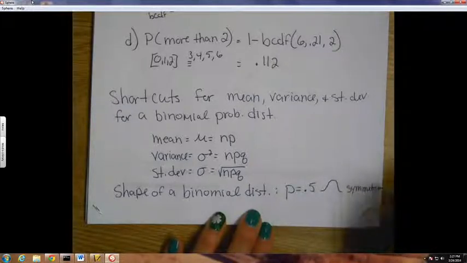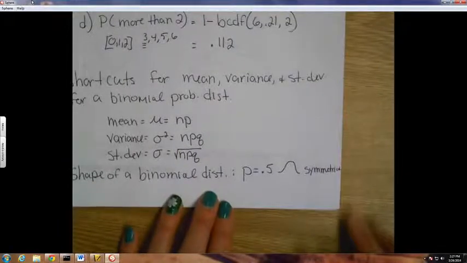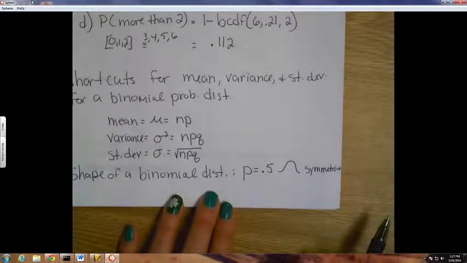Oh, I can almost fit that on there. That says symmetrical.